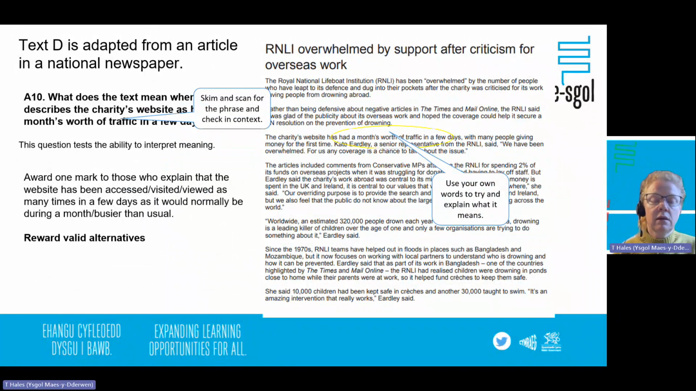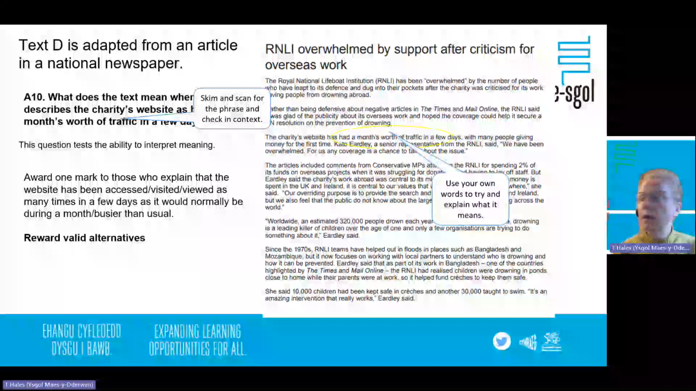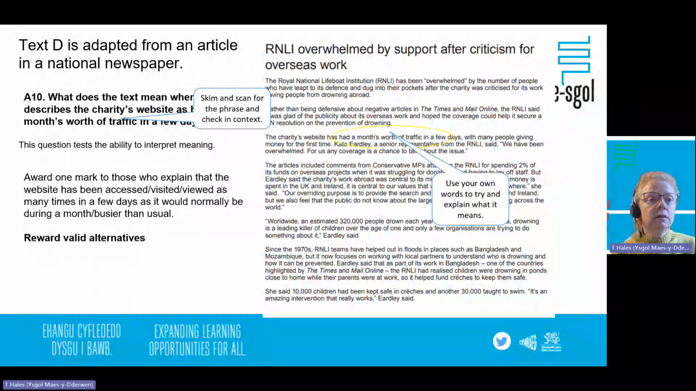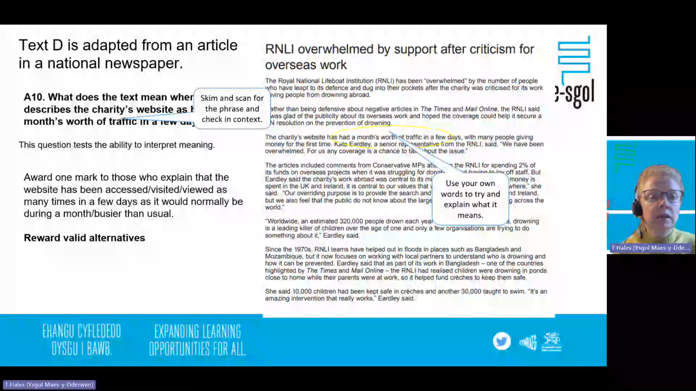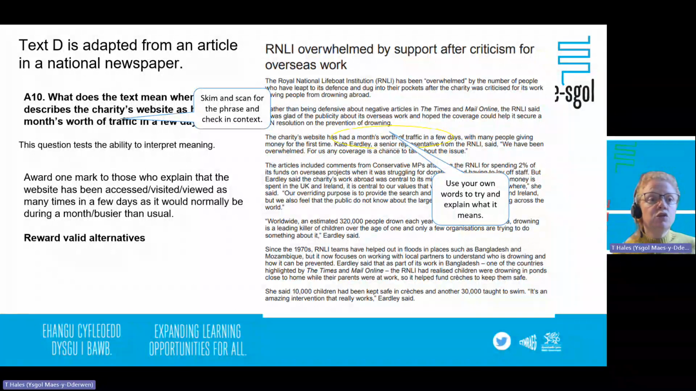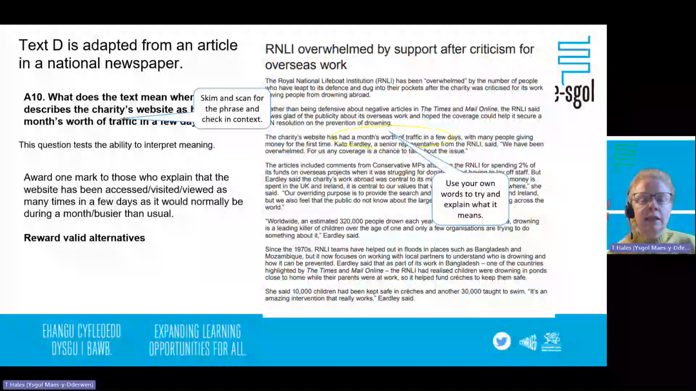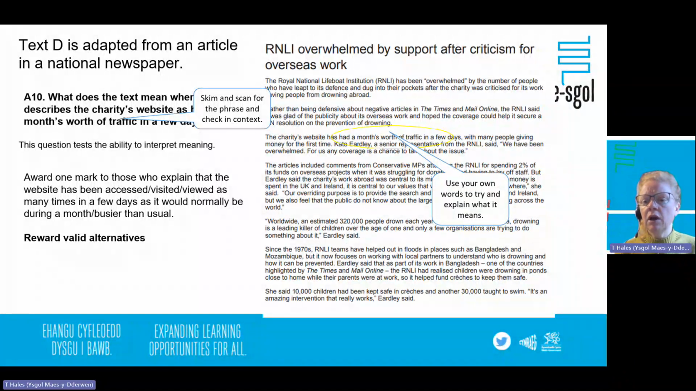So we need to look at this article from a national newspaper. A10 asks us, what does the text mean when it describes the charity's website as having a month's worth of traffic in a few days? It's only a 1 marker, so you just need to try and put that into your own words and explain it. So again, find that phrase in context. Always check it out. Read back over and make sure you know what it means. And that's where it turns up.